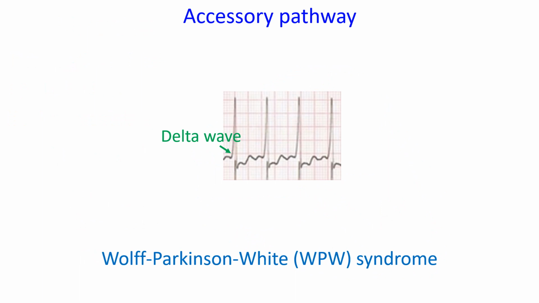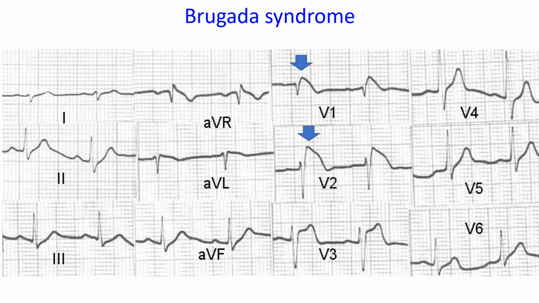Characteristic ECG finding in an accessory pathway is a delta wave due to early activation of the ventricles. Delta wave gets its name from the resemblance to the Greek alphabet delta. Early activation of the ventricles bypassing the AV nodal delay also causes a decrease in the PR interval. Accessory pathway with recurrent tachycardia is known as Wolff-Parkinson-White, WPW syndrome.